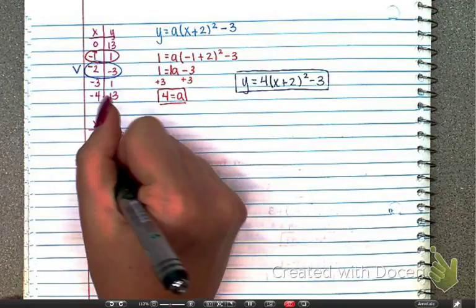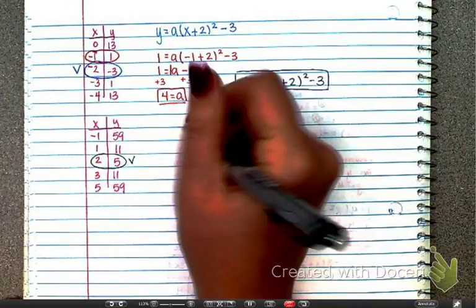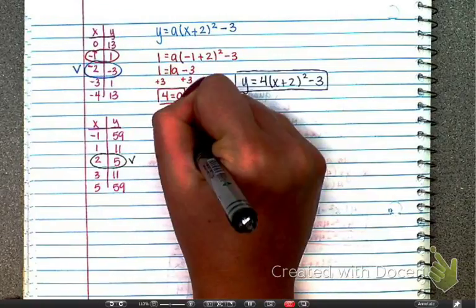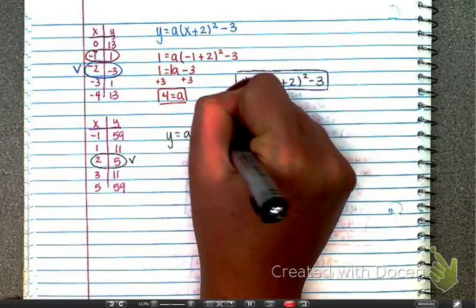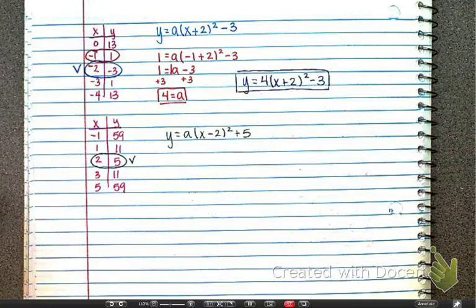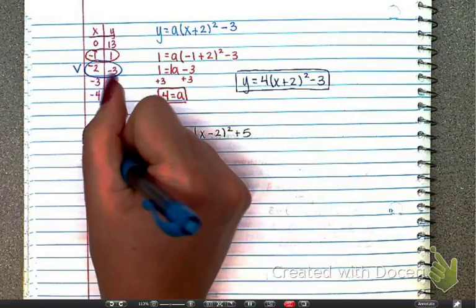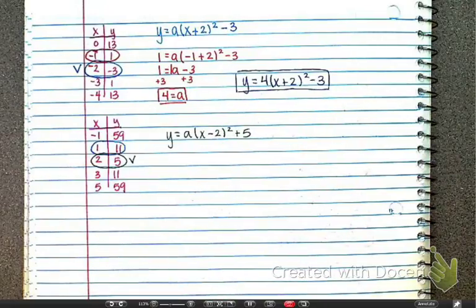Your vertex was 2, 5, giving you y equals a times x minus 2 squared plus 5. That's where you should have started. If you don't have that, then you're not going to get the right answer. So far, so good? Looks to me that the easiest point is 1, 11. If you chose a different one, that's okay.